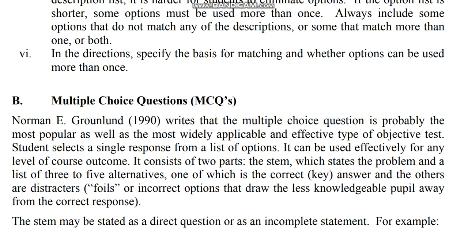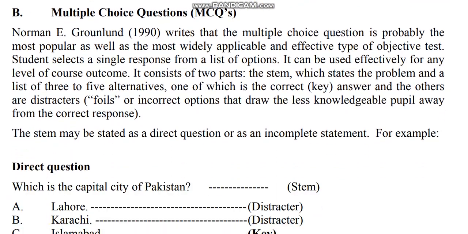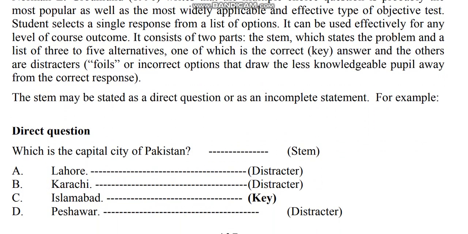It consists of two parts, the stem which states the problem and a list of 3 to 5 alternatives, one of which is the correct answer and the others are distractors. The stem may be stated as a direct question or as an incomplete statement. For example, direct question is which is the capital city of Pakistan. Stem. A option is Lahore, B is Karachi, C is Islamabad, and D is Peshawar.